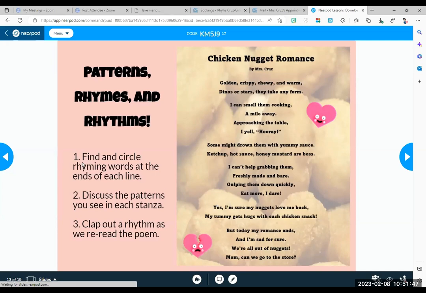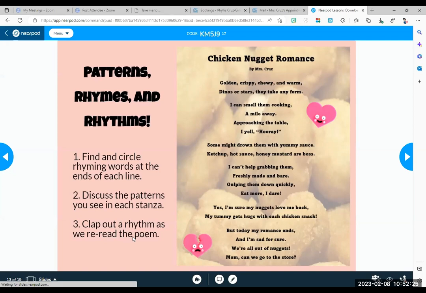Now it says find and circle the rhyming words at the ends of each line. Discuss the patterns, the rhyming patterns, the rhyme schemes, and then clap out a rhythm as we reread the poem. Let's choose one of those to do right now. I think we should do number 3. Number 3, we're going to clap out a rhythm. Poems have rhythms, right? So some are nice and slow and steady, and some have da da da da da da da da da. They might have a rhythm to it that's a little different. So you are more than welcome to clap out the rhythm with me.